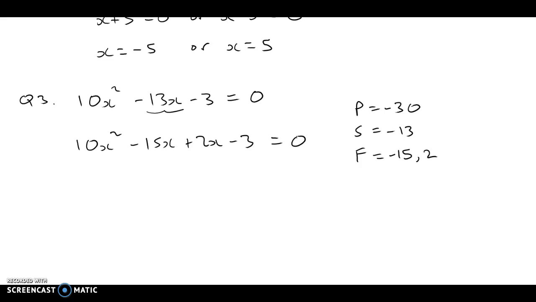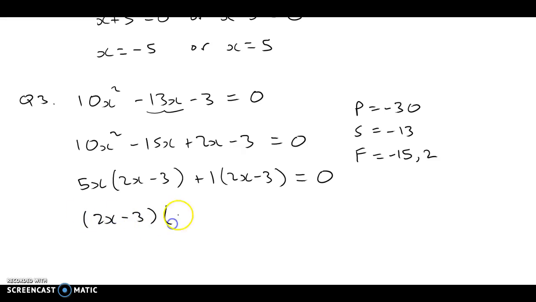Let's group these first two together. That'll give us a common factor of 5x outside of 2x minus 3. And over here, that's just got a common factor of 1 there outside of 2x minus 3. That's all equal to 0. Now, 2x minus 3, 5x plus 1 is equal to 0.